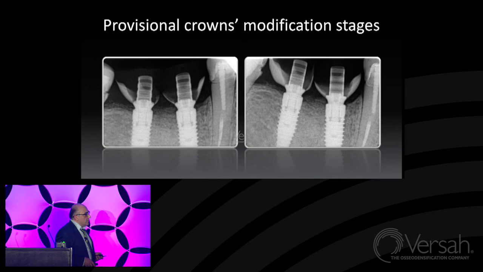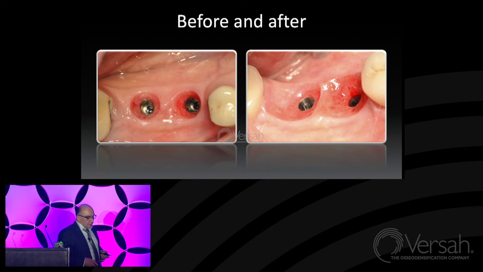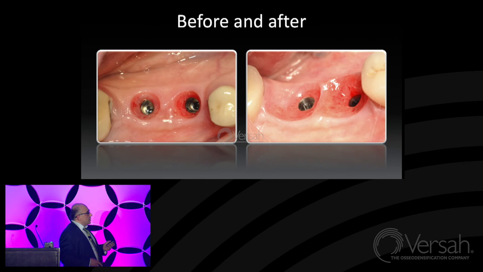This is the before and after picture. What we get after 1 month of modification of these temporary crowns. That's what we got in a month and a half usually. Look at this. New interdental papilla and totally new contour of the cervical part of the emergence profile.